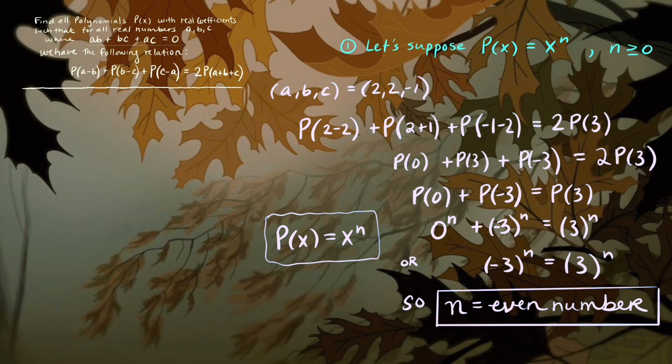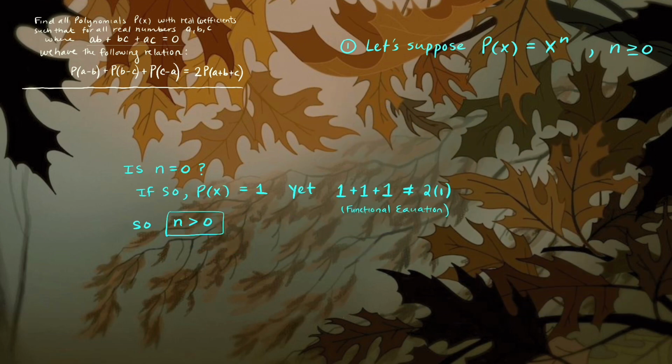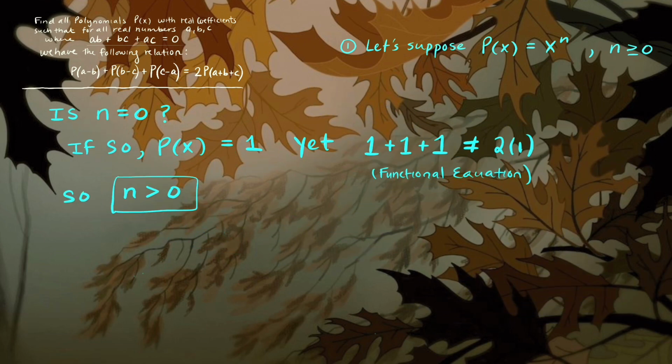So now we have to narrow down perhaps what even numbers are possible and which ones are not. You see, we have to make sure that we satisfy the functional equation. Is n equal to 0? If n were equal to 0, x to the 0 power would always equal 1, and our functional equation would lead to 1 plus 1 plus 1 is equal to 2 times 1, or 3 equals 2, which is not true. So n must be greater than 0.